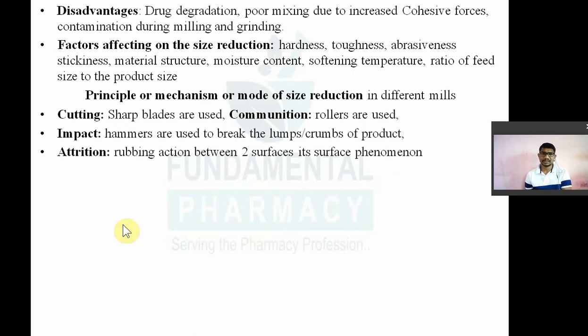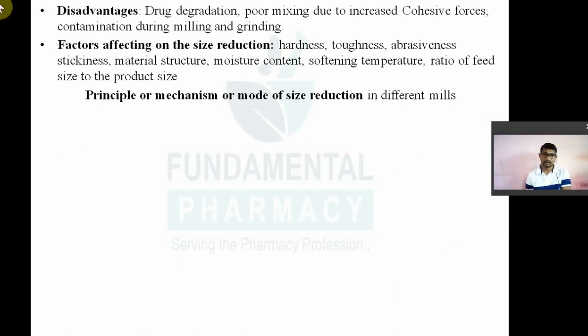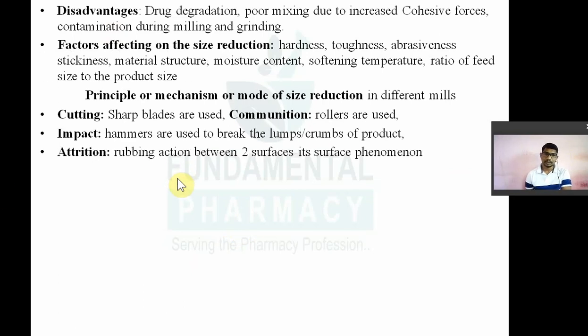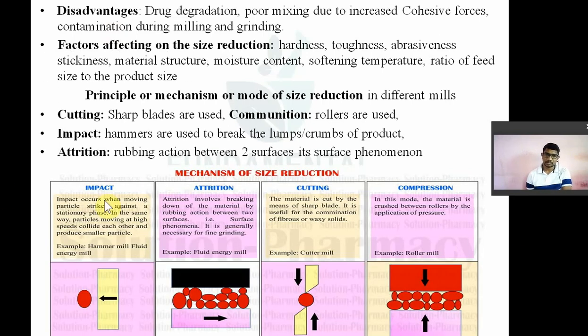That is the impact. Attrition means it is a rubbing action between two surfaces. मान लीजिए कि आपने दो बड़े वाले मिट्टी के पत्थर लिया और उसको एक के साथ में रब किया तो ऑब्वियसली उसका पार्टिकल्स निकलेगा. So that is nothing but the rubbing action, or you can call it attrition. So attrition means rubbing action between two surfaces, and it is a surface phenomenon. Then we have seen cutting, compression, then impact, then attrition.